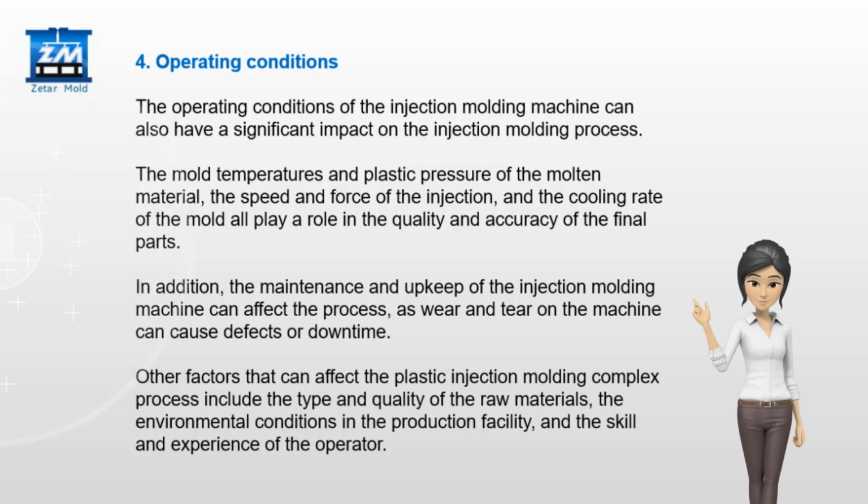Other factors that can affect the plastic injection molding process include the type and quality of the raw materials, the environmental conditions in the production facility, and the skill and experience of the operator.